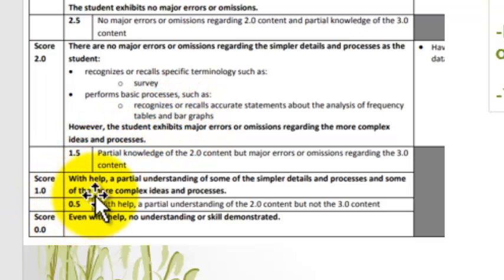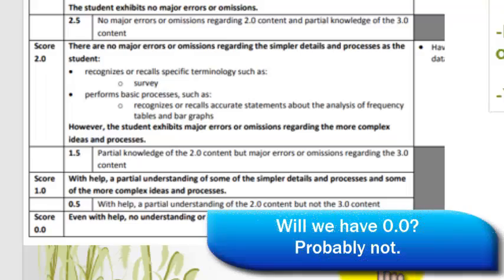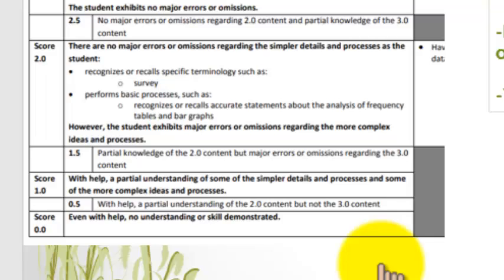But take a look at the score 1.0 with help. That "with help" means a scaffold. You'll see these different levels of scaffolds that you can provide, which helps delineate the score between a 1 and a 2 and even a 0 in this case: even with help, no understanding of skill or demonstration. The big argument about whether or not to have a 0 is whether you want to communicate to a student that they're basically getting a 0, which tells them they're not doing anything in that measurement topic. That's probably not the case. They're probably able to do at least something. So whether or not you want to denote them as a 0 will still be determined on our end.